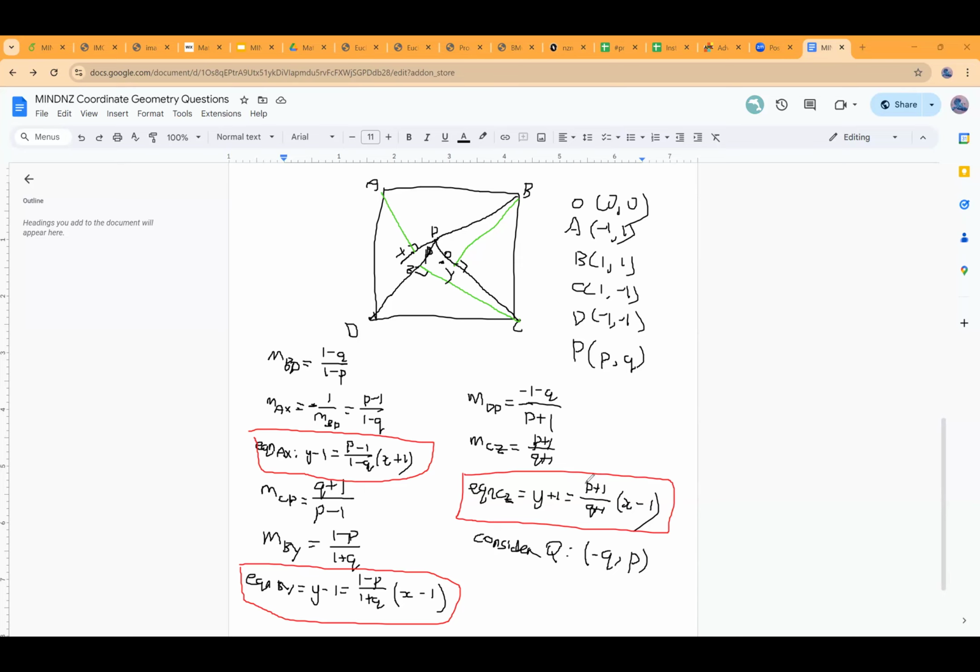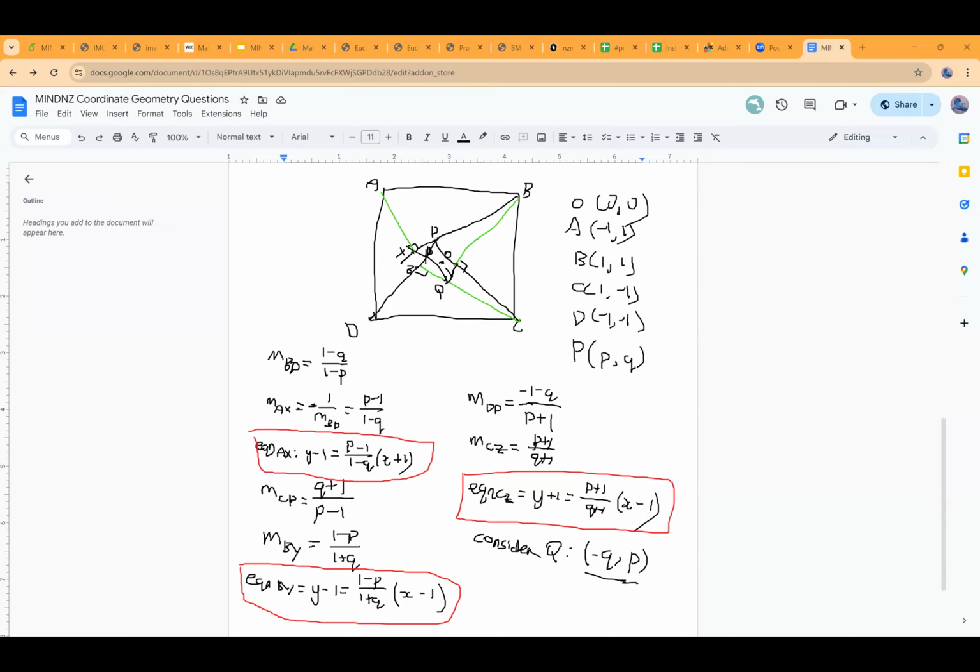Anyway, I ended up doing the algebra properly instead of just guessing it, which is kind of cheaty. Sometimes you have to just hunker down and do the algebra. You get that all three of these lines concur at some point, let's say Q, where Q is the point negative qp. If you plug in negative qp into all three of the equations, you'll find that they're all solutions.